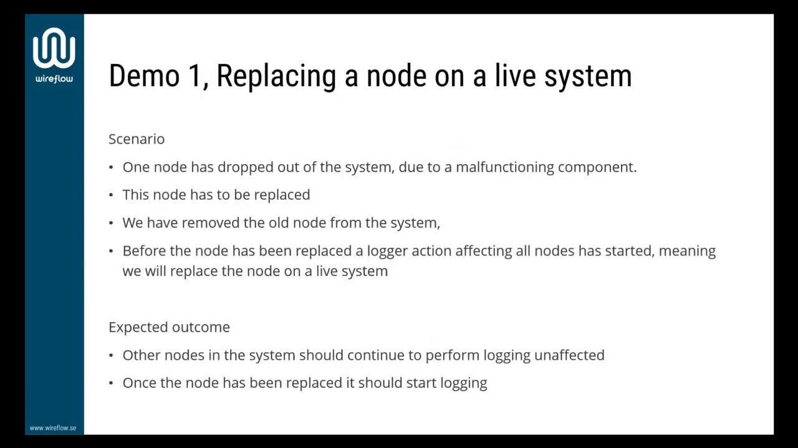The first demo we're going to do is replace a node on the live system. The scenario is that we have one node that has dropped out of the system due to a malfunctioning component, and we need to replace it. At this point we have removed the old node from the system, but before the node has been replaced, a logger action affecting all nodes has been started, meaning that we will replace a node on a live system, where we are logging data actively.